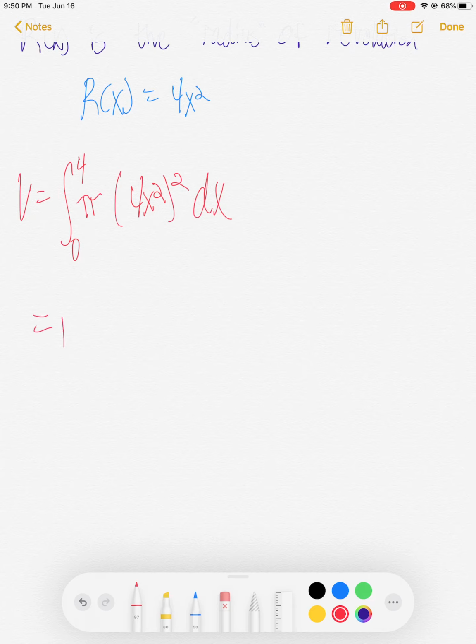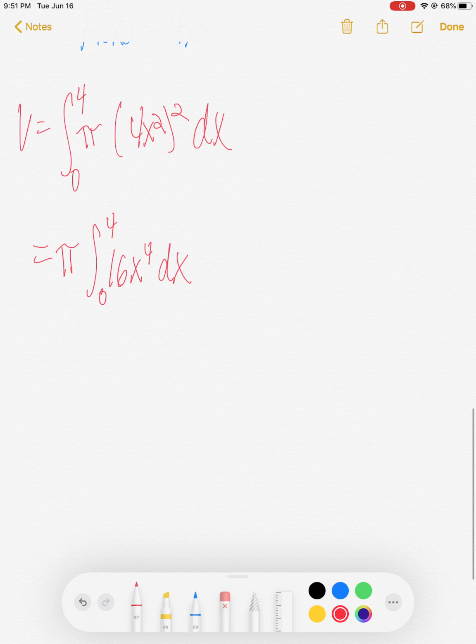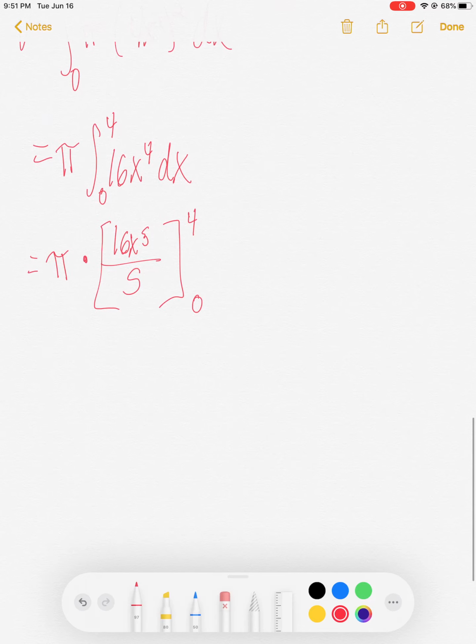Well, let me see. I can pull that pi out front. Integral from 0 to 4. Whenever I square this, it looks like I'm going to get 16x to the 4th dx. Right, when I square that. And this is pi times 16 times x to the 5th over 5. Right, that's just a power rule antiderivative. We're going to go from 0 to 4.